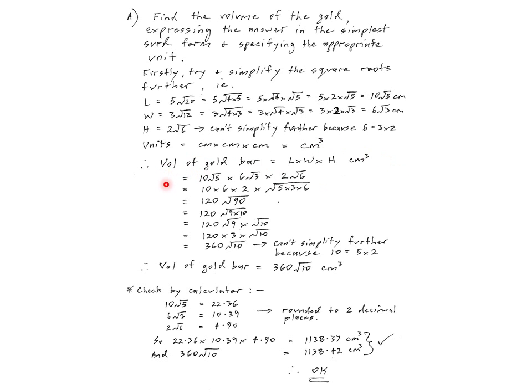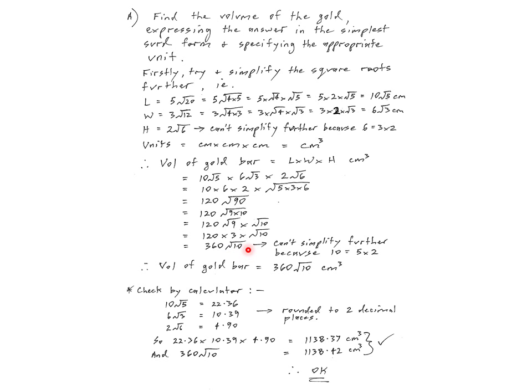Then I would expect them to carry out the calculation of finding the volume of the gold bar, which is length times width times height, and to substitute into the formula those simplified square roots, which is 10 root 5 times 6 root 3 times 2 root 6, and then use the square root rules previously, multiplying the numbers within the square root and the numbers outside the square root, and doing that calculation line by line, so that if they do make a mistake, they can pick it up as they go, but that will give them a result of 360 root 10.